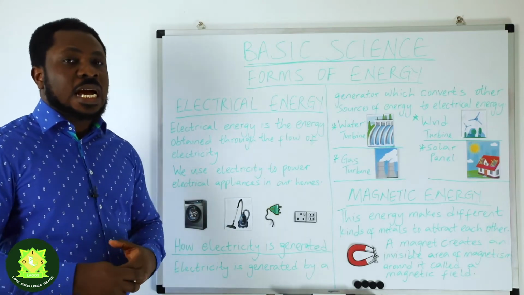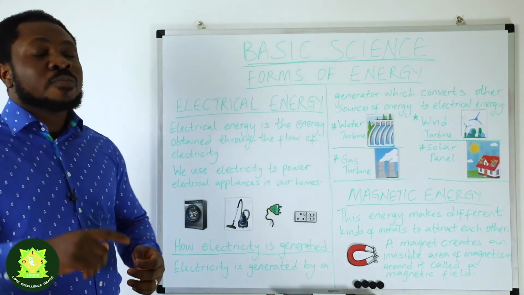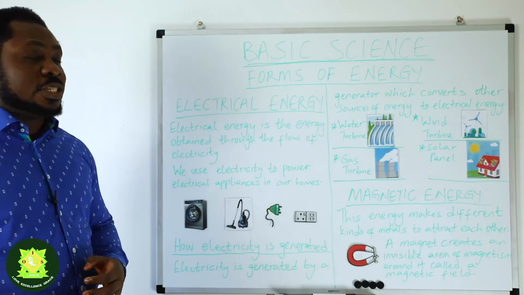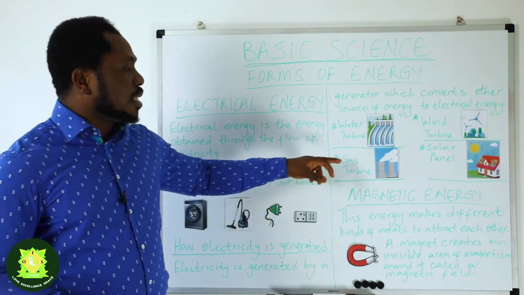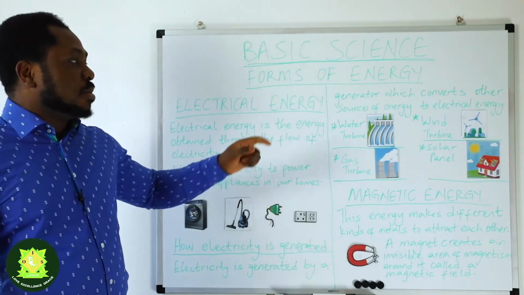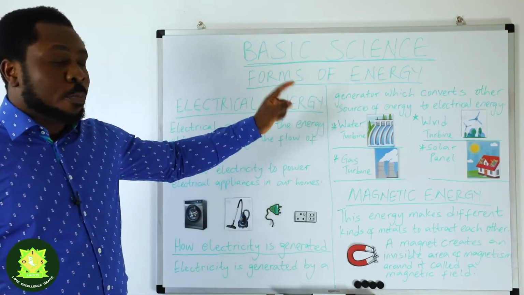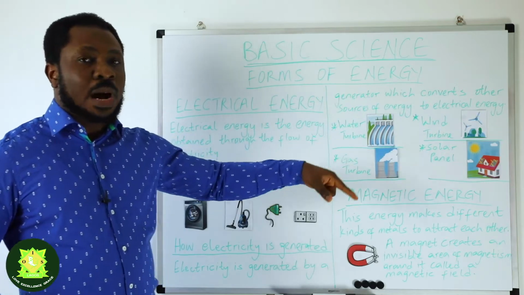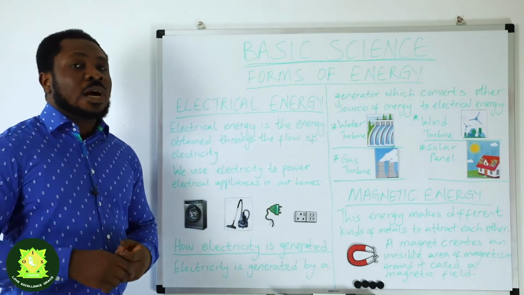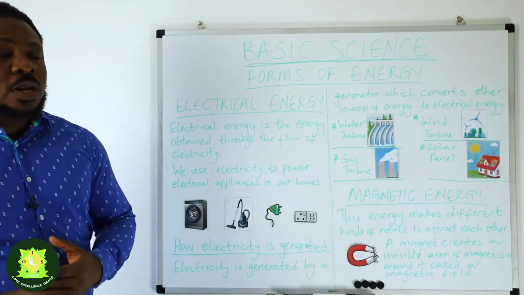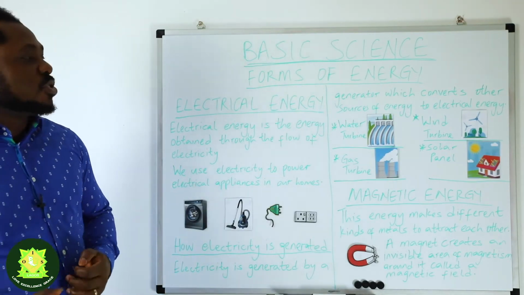And so this is a form of turbine that converts kinetic energy. Kinetic energy is a form of mechanical energy. It converts kinetic energy, just like the water turbine, also to electrical energy. Also, we've got the gas turbine. In this case, instead of water that powers the water turbine, or wind that powers the wind turbine, gas powers the gas turbine and converts the mechanical energy, kinetic energy, to electrical energy.